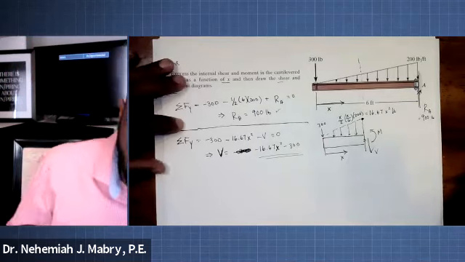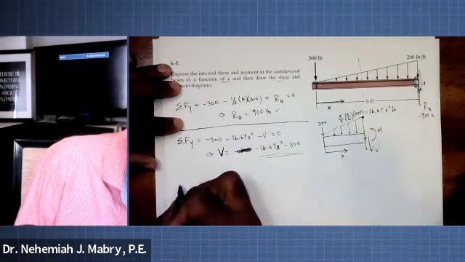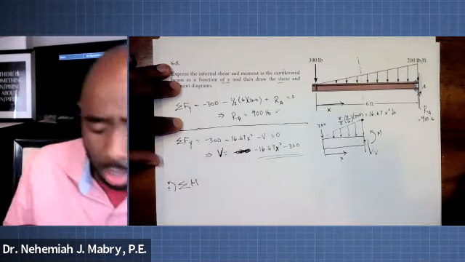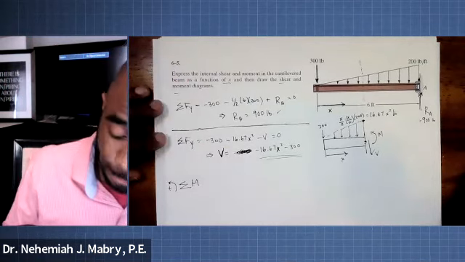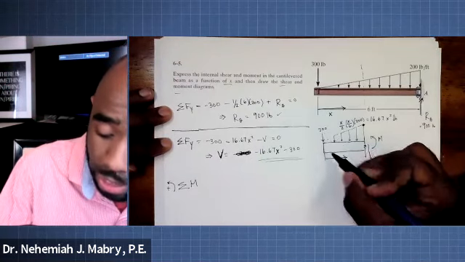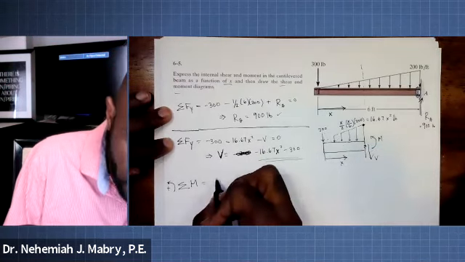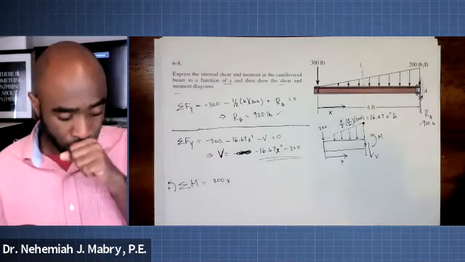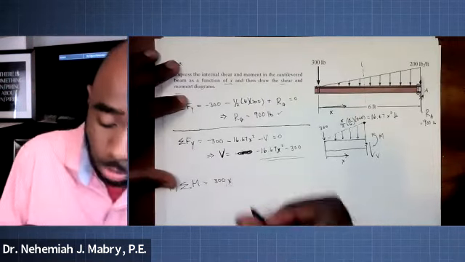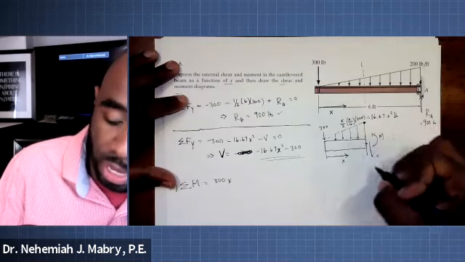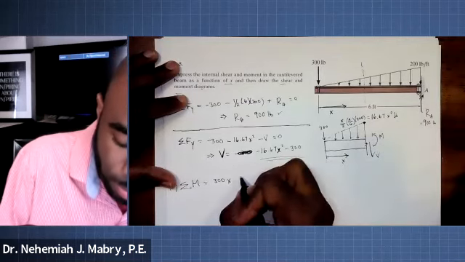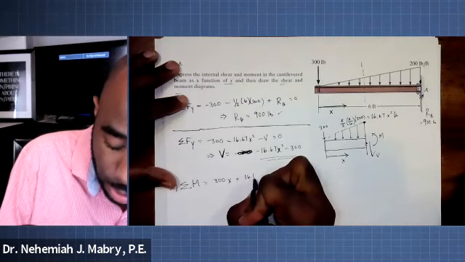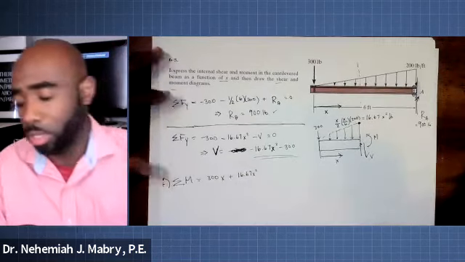Now let's do the moment. Let's sum the moments about the cut here. We're going to use counterclockwise as our positive sign convention. And so the moment created by this 300 is going to be a positive 300 times X. Also, this distributed load is going to be creating a positive moment. So we'll say plus 16.67 X squared. That's the force.